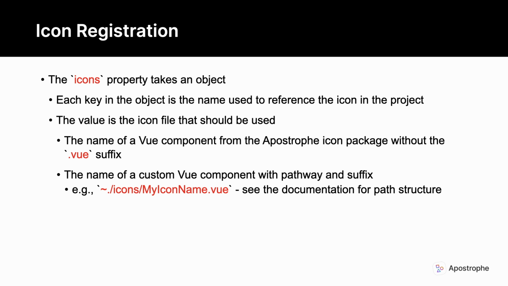These icons can either be part of the Apostrophe package or custom icons added to our project. The keys within the object are the names that we want to use in our project. The value of each key points at the icon file that should be used. This can either be the name of a file in the Apostrophe project without the file suffix, or a path and full name of the file for custom icons. Please see the documentation for more info about the path that should be supplied. Note that any icon that we bring in needs to be a Vue component. Icons can typically be converted to Vue components by copying the wrappers added to each icon in the Apostrophe package.